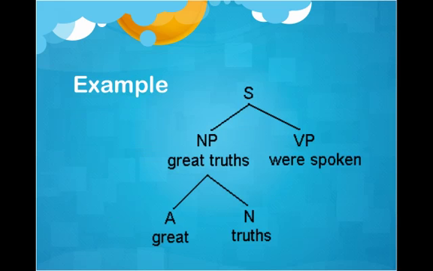Because here's an example, very simple sentence with a noun phrase, no determiner, no a and the, my, simply an adjective, great, there's our modifier, and then our noun head word, truths, plural form of truth, and then we have a verb phrase, were spoken, past participle, great truths were spoken.